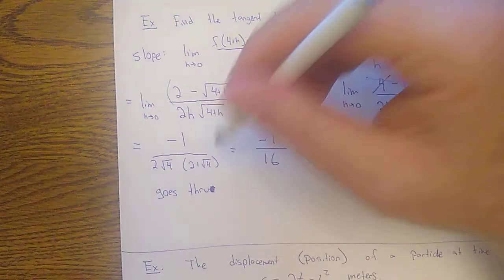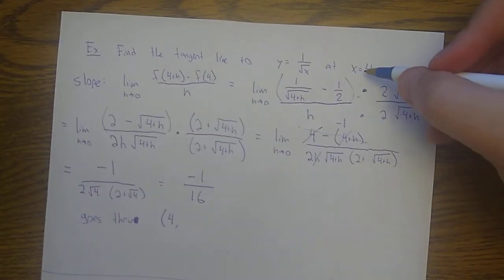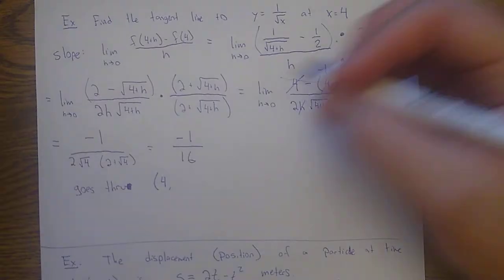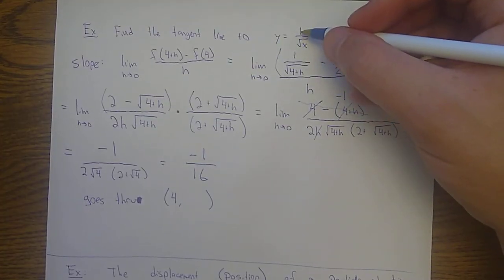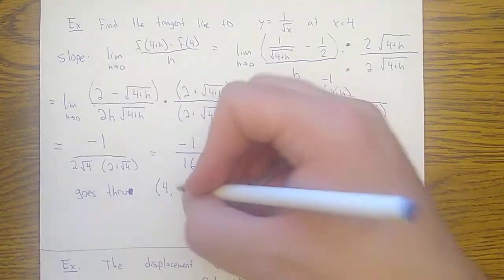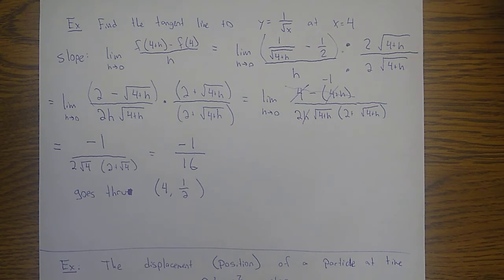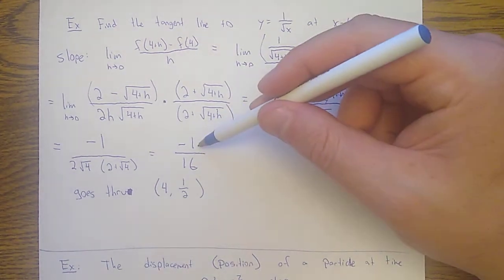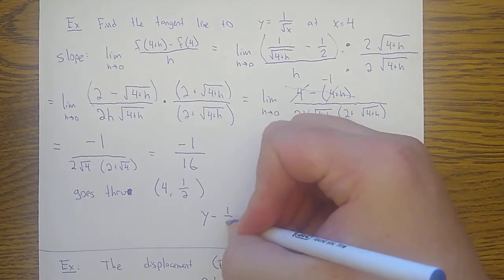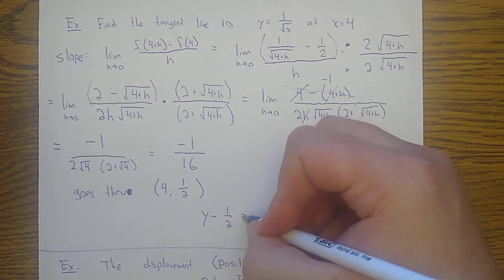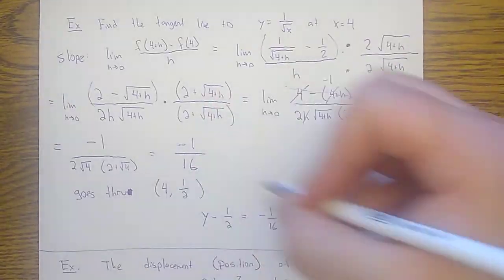The tangent line goes through this point. It's x equals 4, and y equals whatever the corresponding y coordinate is, and I guess we plugged it in before. We got 1/2, so that's the y coordinate that goes with x equals 4. So we have a line with this slope going through this point, so I can write y minus this y coordinate equals the slope times x minus this x coordinate.